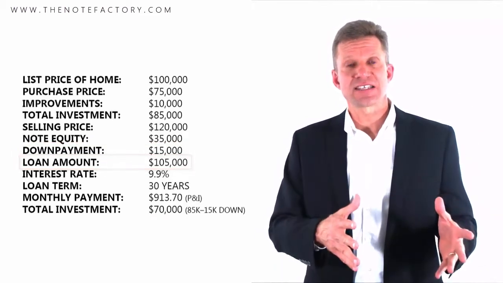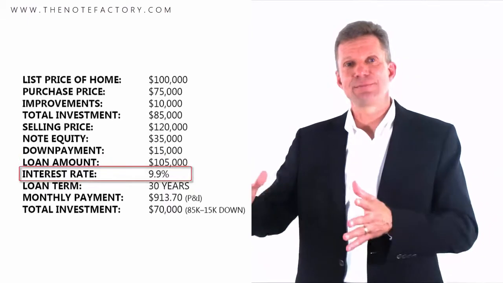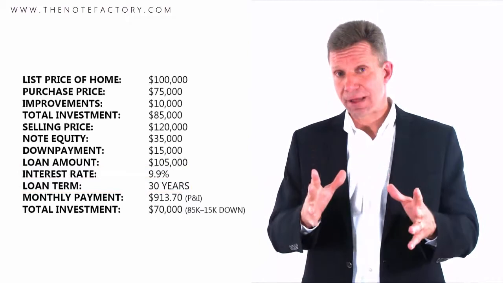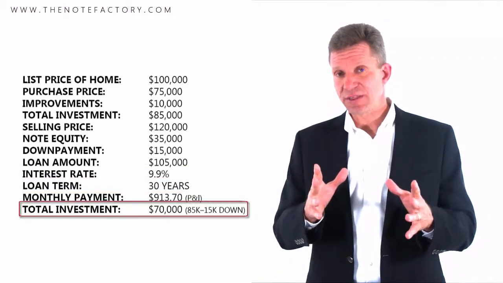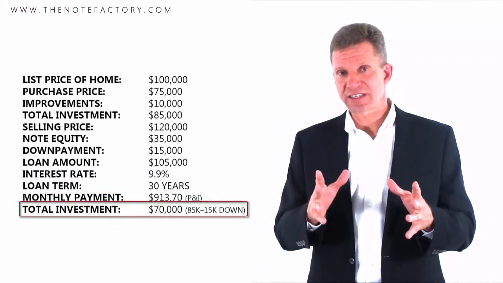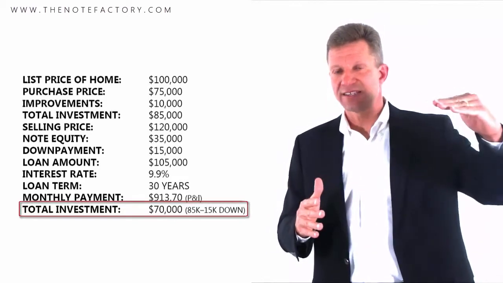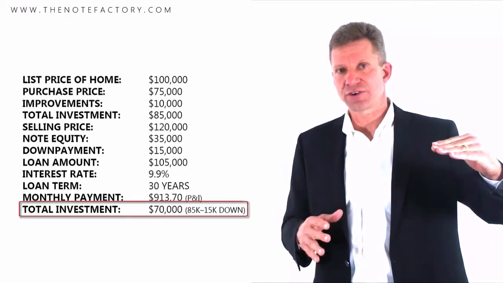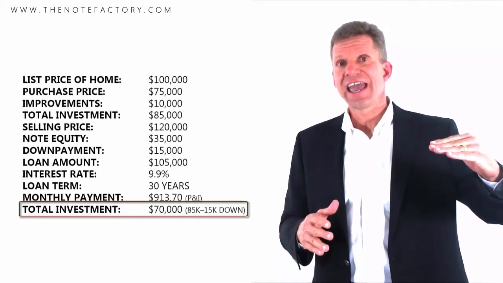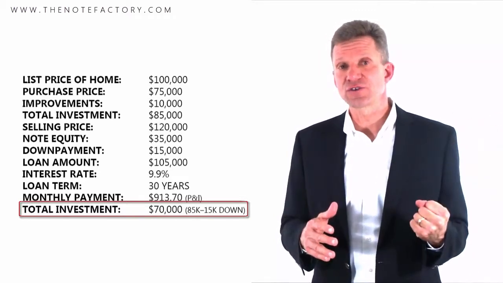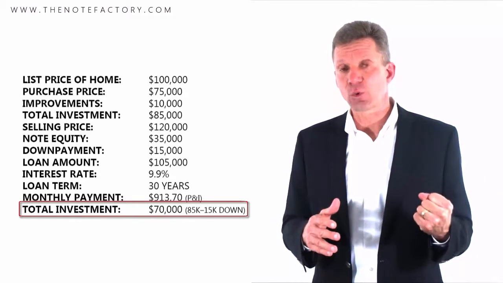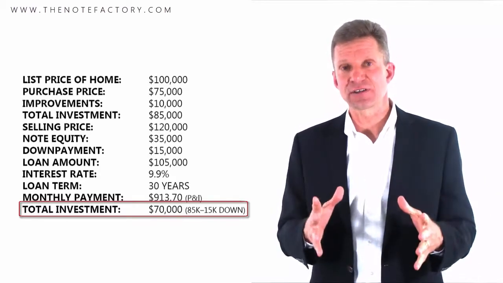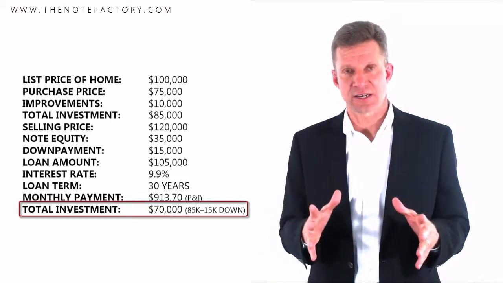And let's say you finance that loan for that person at 9.9% over 30 years. Now, your total invested amount is $70,000. And the way I came up with that $70,000 is, remember, you paid $75,000 for the house, you put $10,000 into it, so now you're into it for $85,000, and then you ended up getting $15,000 down from the buyer when you went to sell the house, right? So now you're into that house for $70,000. That's the total amount invested.